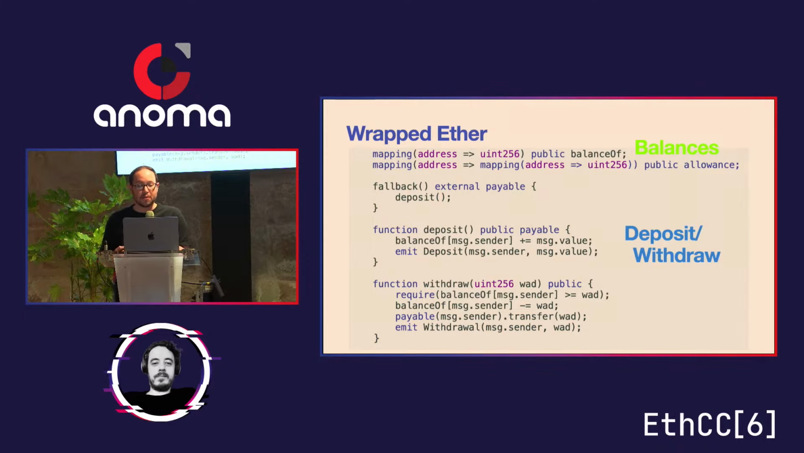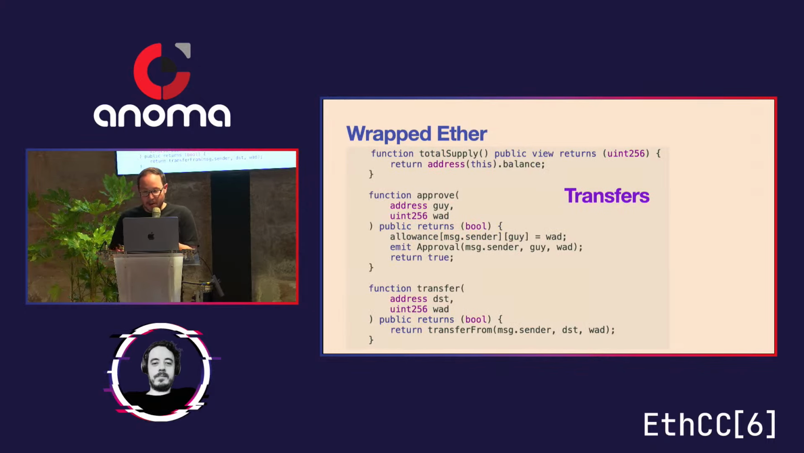So you can see in deposit, it's a payable function, right? In deposit, we will credit the sender with the amount of ether that they're providing. Similarly, in withdraw, we'll exchange back and transfer an amount of native ether equal to the WAD amount that they're withdrawing. And then thirdly, we have this fallback function, which is sort of just a convenience function so that if you send ether directly to the contract, it will wrap it and deposit it for you.